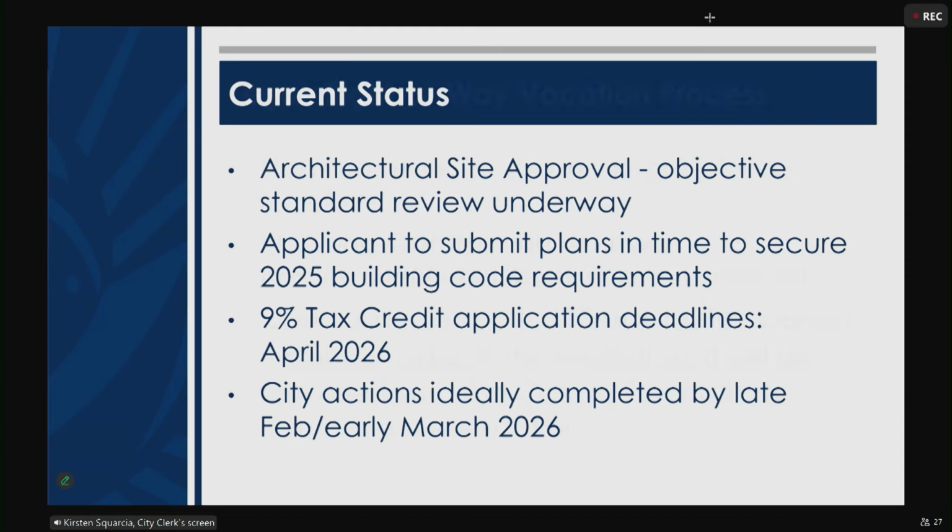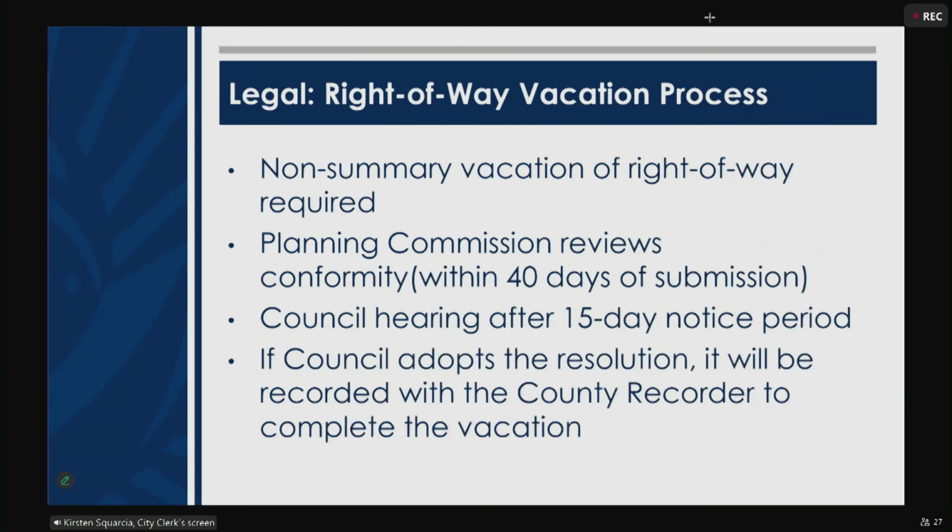I will turn it over to Michelle to talk about the legality of the next steps in terms of the DDA as well as the vacation of the right-of-way. Thank you. Hello. So a couple questions have arisen regarding the vacation of the public right-of-way. So we're just going to give a little bit of background on what that process looks like.